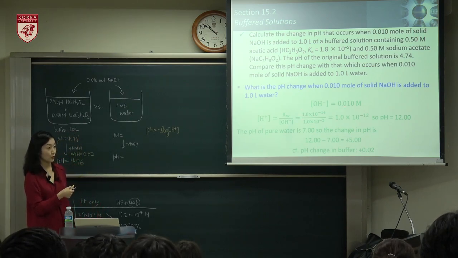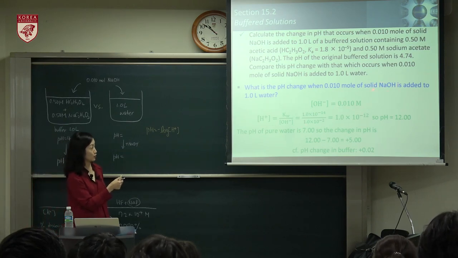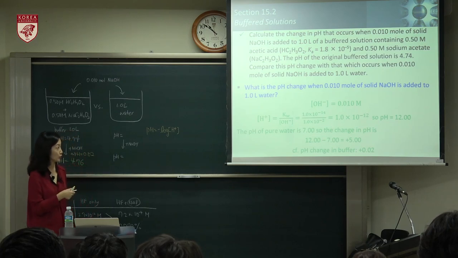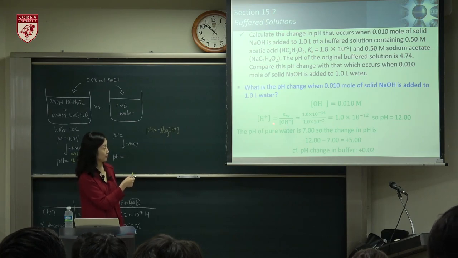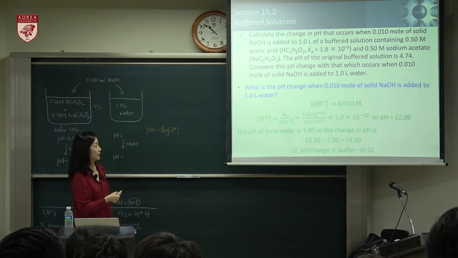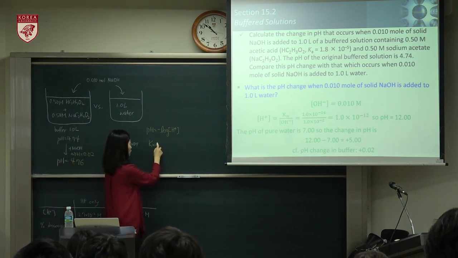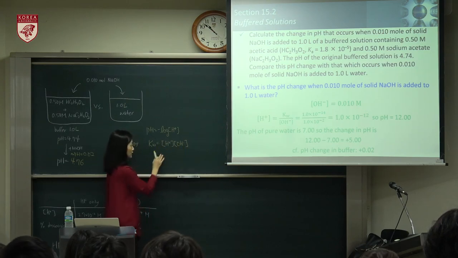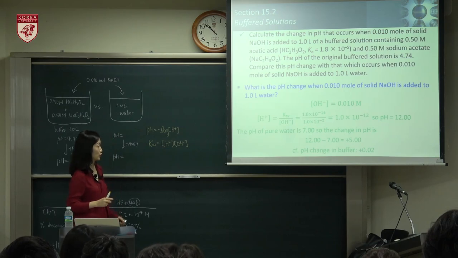The concentration of OH minus is then 0.010 molar, which is the same as the concentration of the solid NaOH because this is a strong base which will completely dissociate when dissolved in water. So OH minus is 0.010 molar, and using the relationship between H plus concentration, OH minus, and Kw, we can find the concentration of H plus. So again, from the dissociation of water, we know that Kw is equal to the product of the concentration of a proton and the concentration of hydroxide, okay?